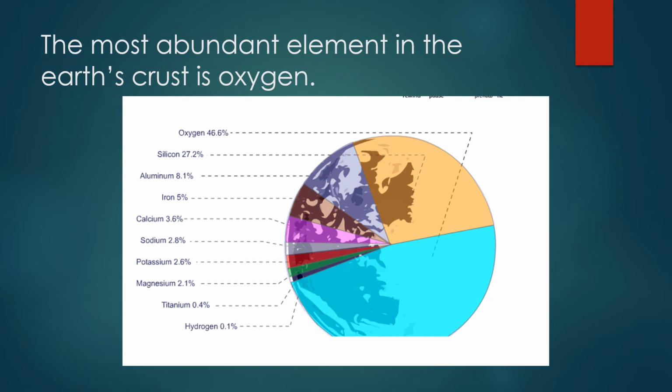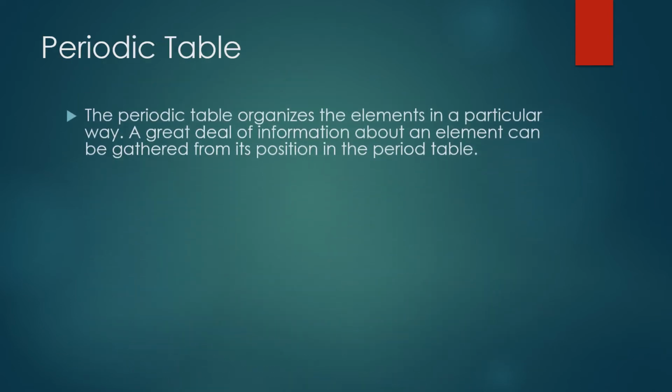The most abundant element in the earth's crust is oxygen. It is almost 46.6% available. Then comes silicon at 27.2, then aluminum at 8.1, then iron, calcium, sodium, potassium, magnesium, titanium, and then hydrogen. So this is nothing but the abundance of the elements.